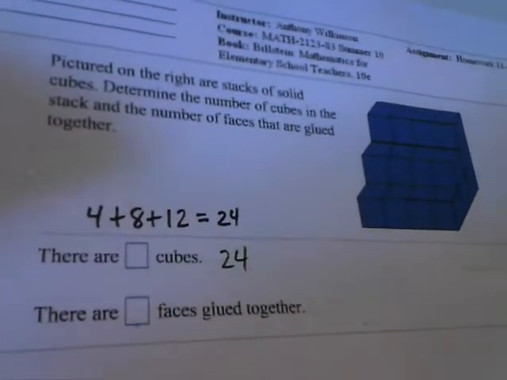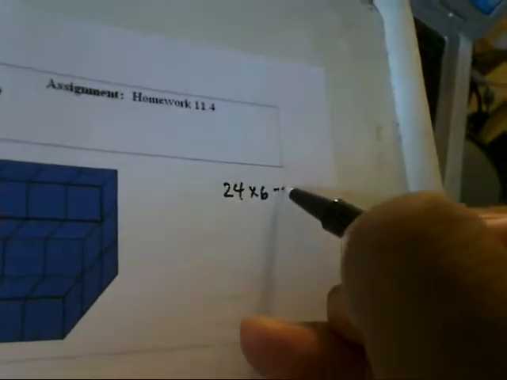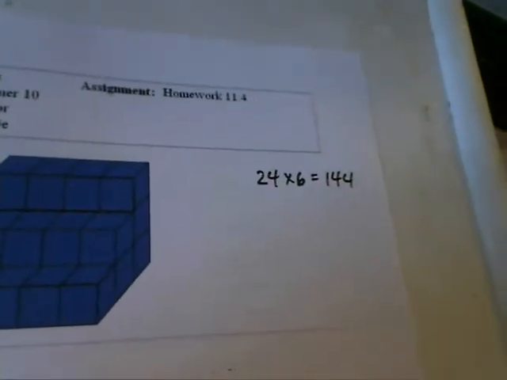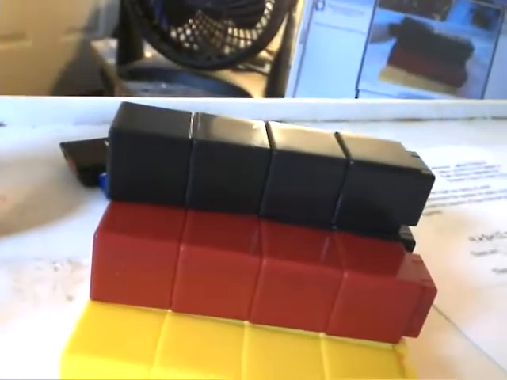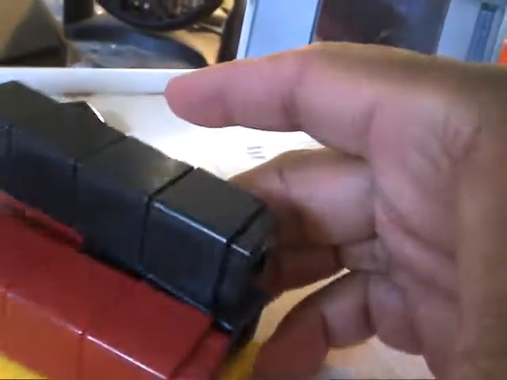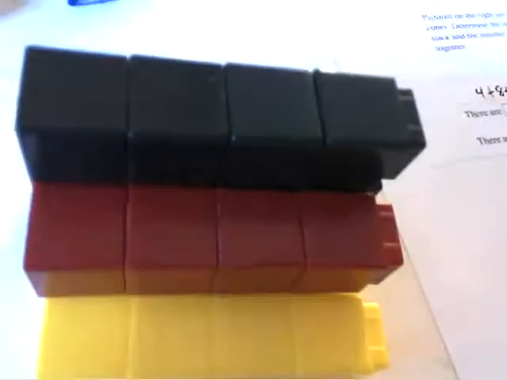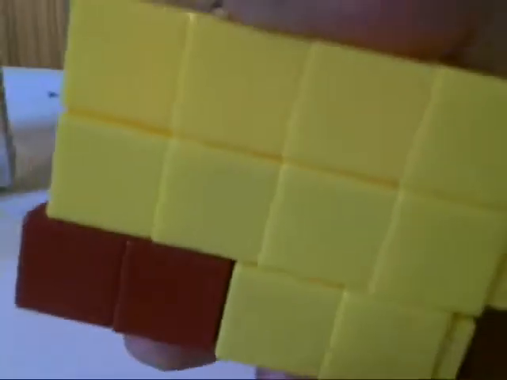And how many faces are glued together? Alright, let's take a look. In a cube, there's 6 faces, so we have 24 cubes. So 24 times 6 will be 144. That means that there are 144 faces altogether. Let's look at the faces that we see right now and count those up. From the front, there are 12 faces in the front, and there are 12 faces in the back. If I rotate this, you'll see that there are 12 faces in the back. And also, if we look at this from the top, you'll see that there are 12 faces on the top, and there's also going to be 12 on the bottom.